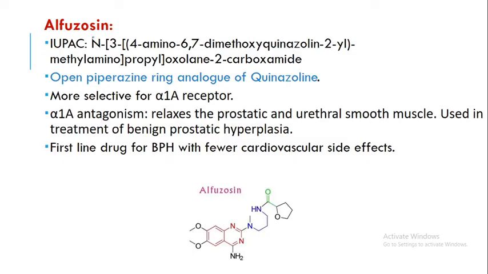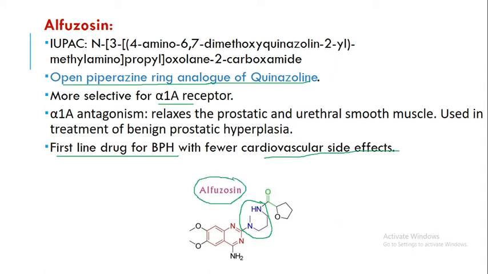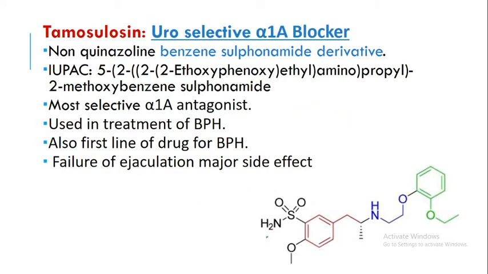Next is alfuzosin. Alfuzosin is the same as prazosin, but the piperazine ring is open in nature, so it is called the open piperazine ring analog of quinazoline. It is more selective for alpha 1A receptors, and it is a first line drug used in BPH patients with few cardiovascular side effects. So how do you remember alfuzosin? It is an open chain or open piperazine ring analog of quinazoline.